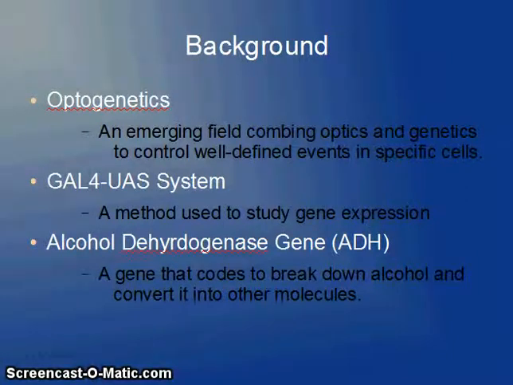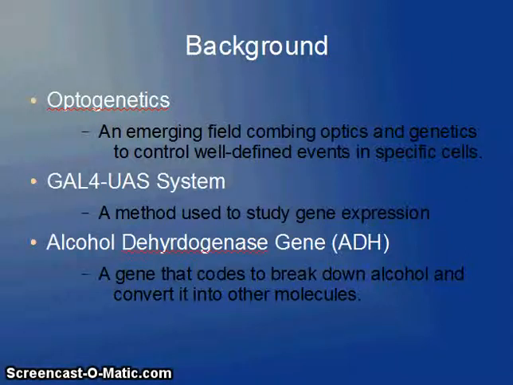A method to insert ChR2 into a cell is called Gal4-UAS. The Gal4-UAS system is a biochemical method used to study gene expression and function in organisms. It was developed by Andrea Brand and Norbert Perrimon in 1993, and is considered a powerful technique for studying the expression of genes. The system has two parts: the Gal4 gene, encoding the yeast transcription activator protein Gal4, and the UAS, upstream activation sequence, an enhancer to which Gal4 specifically binds to activate gene transcription.